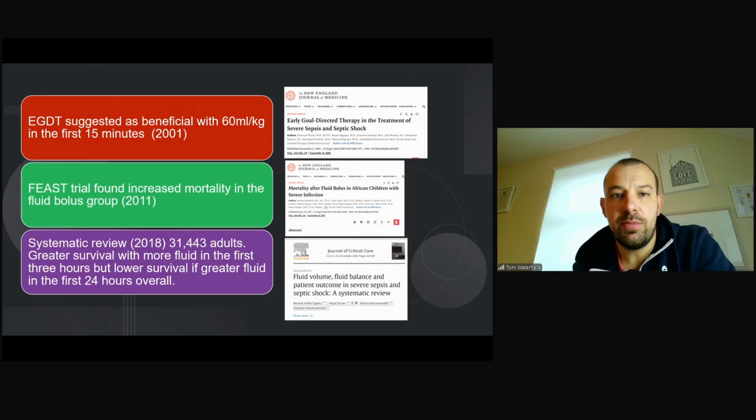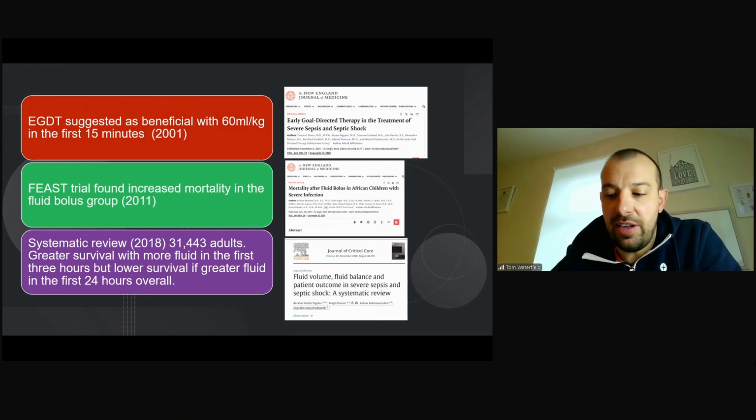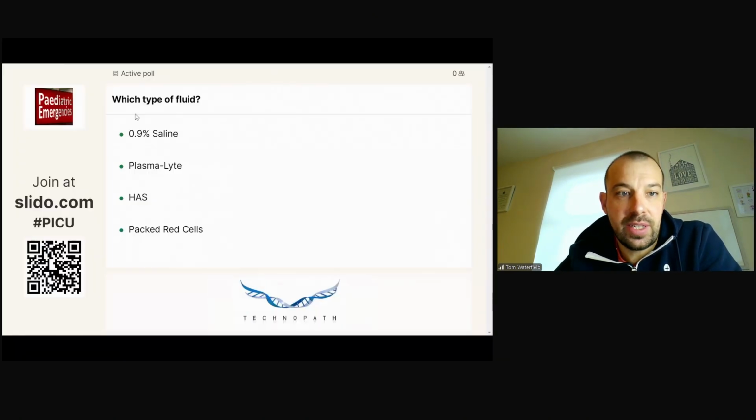So it's not so much the volume, it's knowing that there is a limit to what you can achieve with fluid. You will not fix a very septic child with no peripheral vascular resistance, poor cardiac output, just with fluid. So to answer that question, the 10 or the 20, actually there's not a right or a wrong. I think the thing is about reassessment, and I'll talk a bit more about fluid refractory shock.